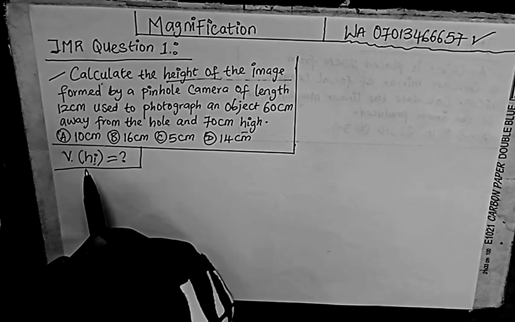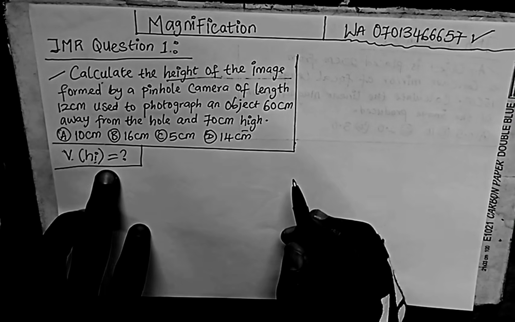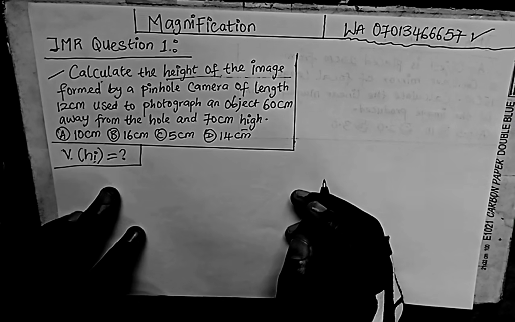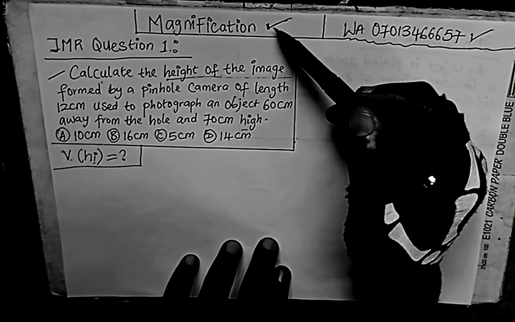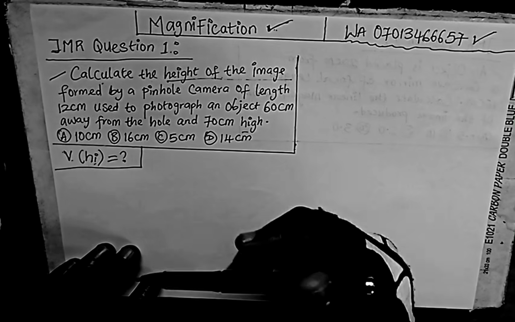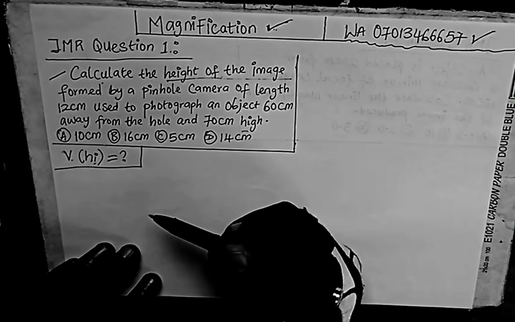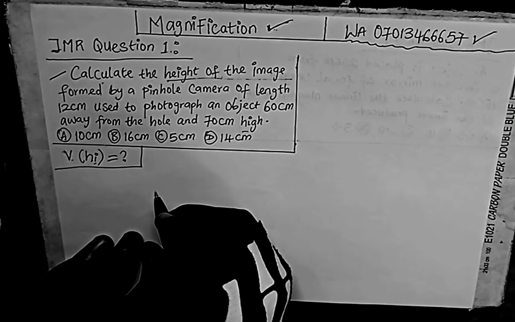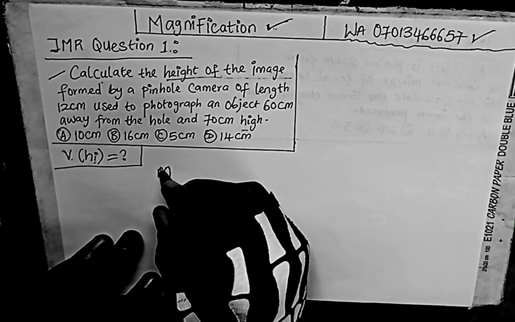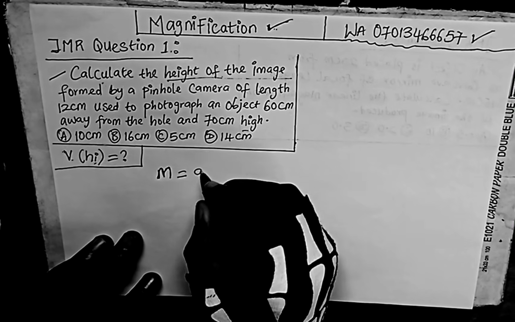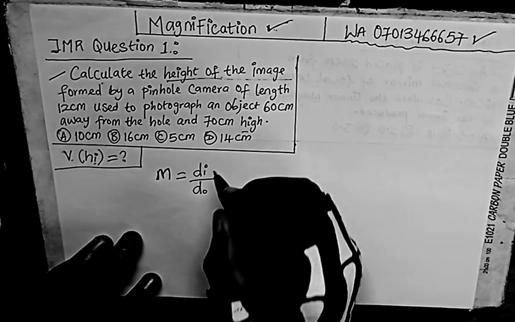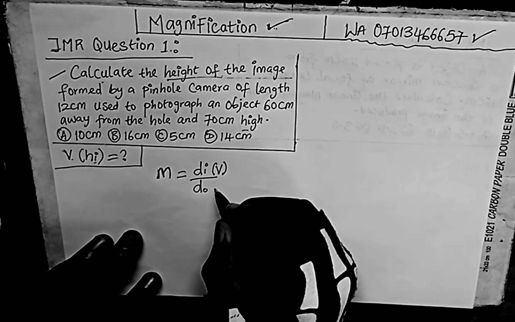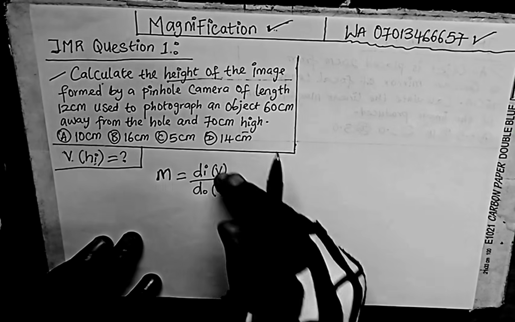Since they say we should find this, maybe we first write out the formula for image height. We will use the magnification formula, then make image height the subject of the formula. Since we now understand the definition, we can derive the formula by ourselves. Magnification M is equal to distance of image over distance of object, or you can put it as V, image distance, over U, object distance. The two mean the same thing.